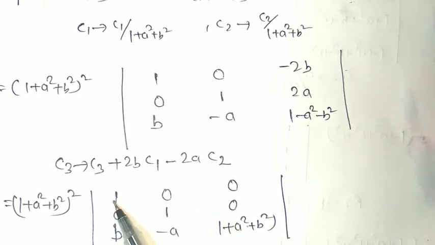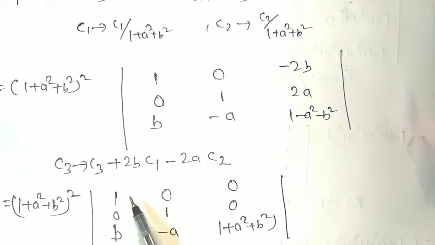Now if we expand in terms of the first row: 1, 0, 0; 0, 1, 0; b, minus a, and 1 plus a square plus b square. We can directly multiply the diagonal elements, because all the elements above the principal diagonal are 0.